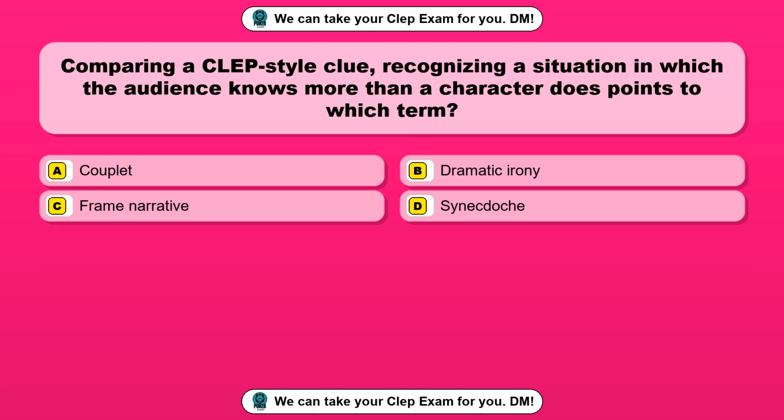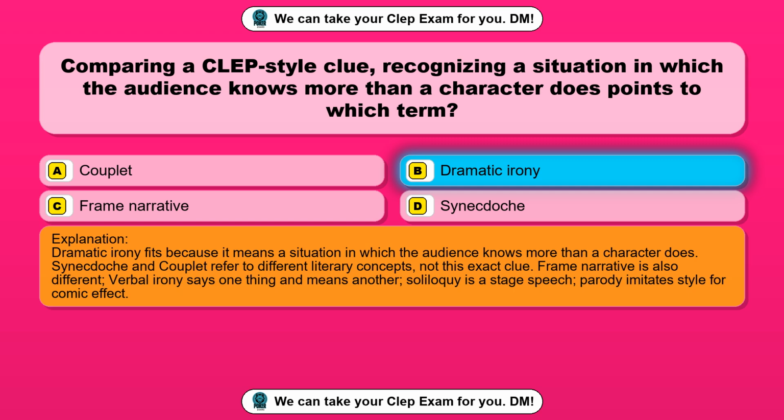Question 90. Comparing a CLEP style clue, recognizing a situation in which the audience knows more than a character does points to which term? Option A, couplet. Option B, dramatic irony. Option C, frame narrative. Option D, synecdoche. The correct answer is option B, dramatic irony.